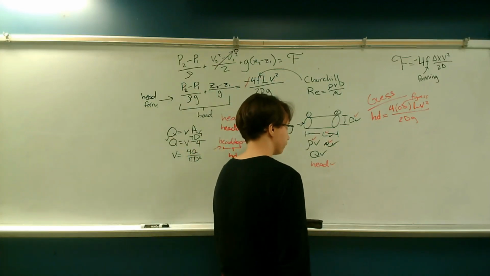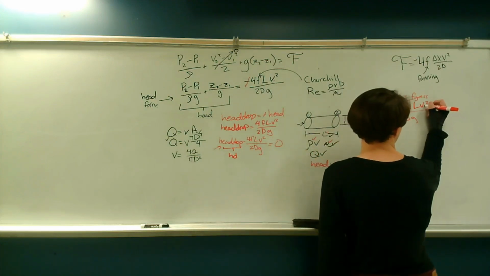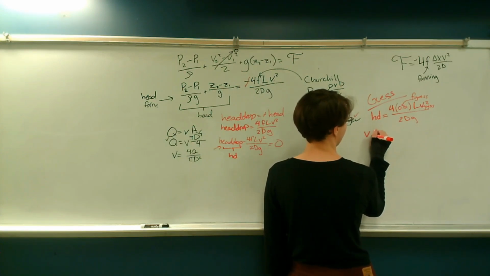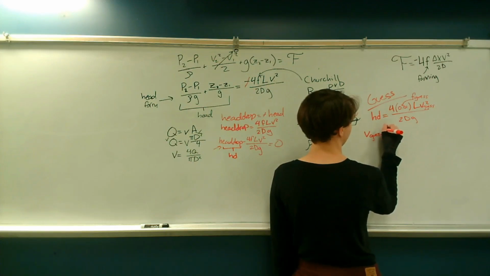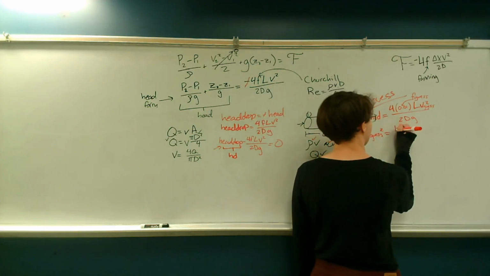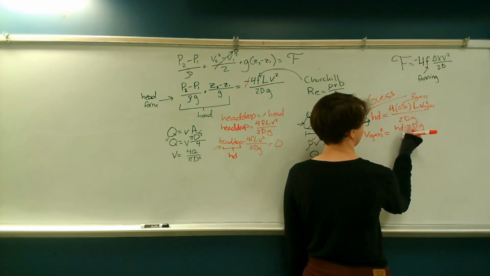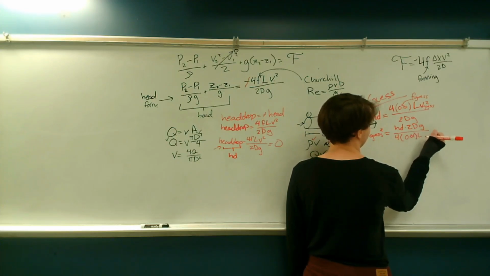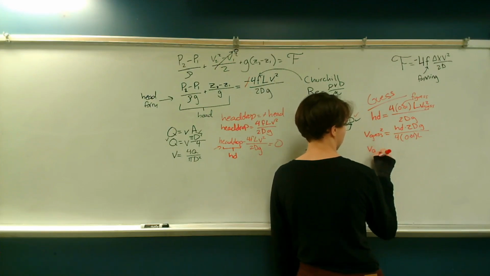So we can rearrange this to solve for velocity because we also want velocity. This is our guess velocity. So velocity guess squared is going to be equal to head drop times 2 times diameter times acceleration due to gravity over 4 times 0.01 times the length. And then square root both sides, and we've got the velocity of our guess.